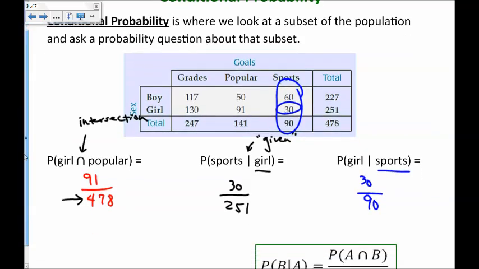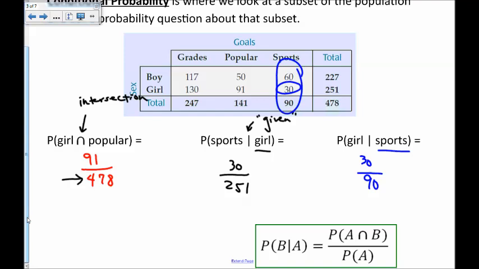So here is the formula for conditional probability: the probability of B given A is equal to the probability of A intersect B divided by the probability of A. Looking at this intersection where something is both A and B, divided by how you're restricting the population.